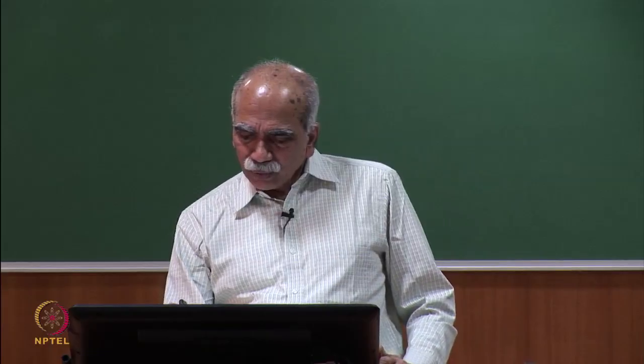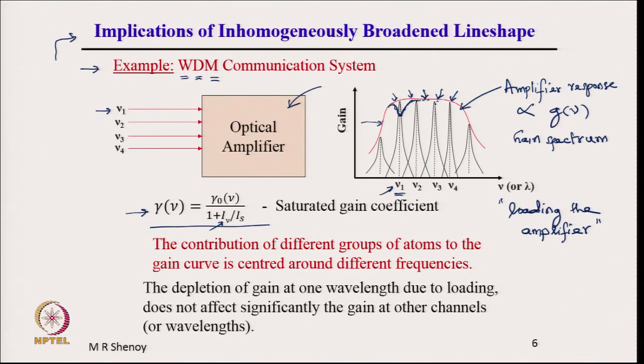The gain will be pulled down here, but the gain at other frequencies will not be affected, because the gain at other frequencies is contributed by different groups of atoms. The gain at nu 1, that is this curve here, is contributed by a particular group of atoms. So, if the gain has gone down here, it will not affect the gain at other frequencies, because the gain at other frequencies is contributed by different groups of atoms. So, that is what we have written here.